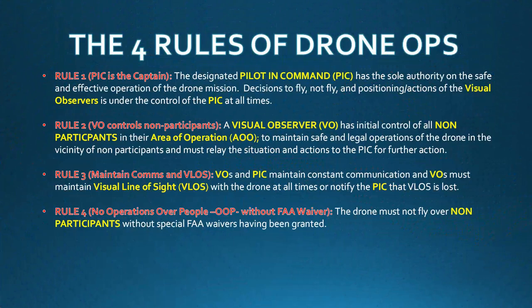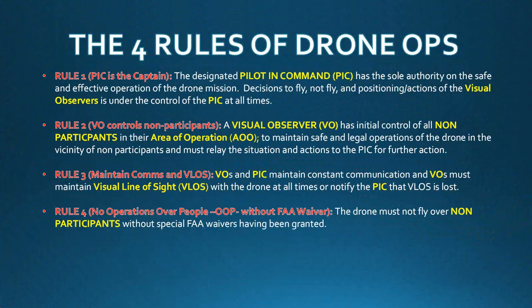Rule 2, VO controls non-participants. A visual observer has the initial control of all non-participants in their area of operation to maintain safe and legal operations of the drone in the vicinity of non-participants and must relay the situation and actions to the PIC for further action. We're going to talk about why the PIC needs to know everything that's going on. They need to have situational awareness.